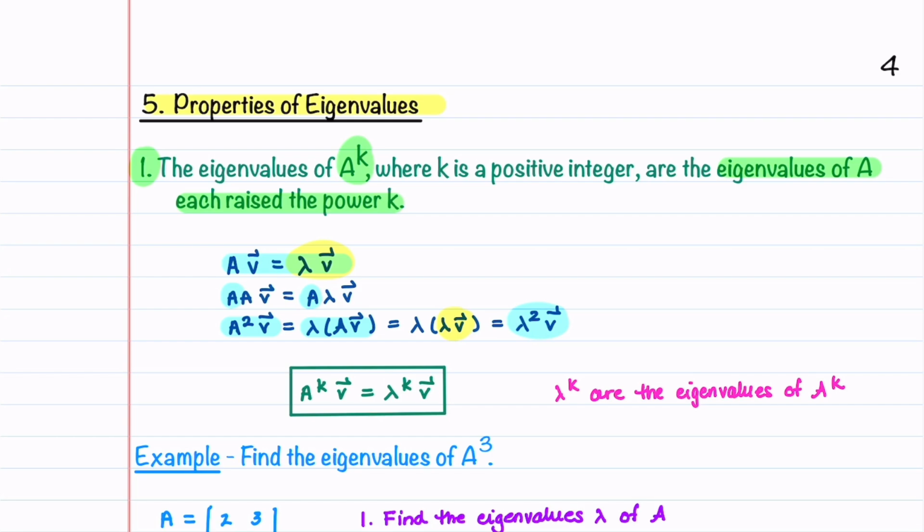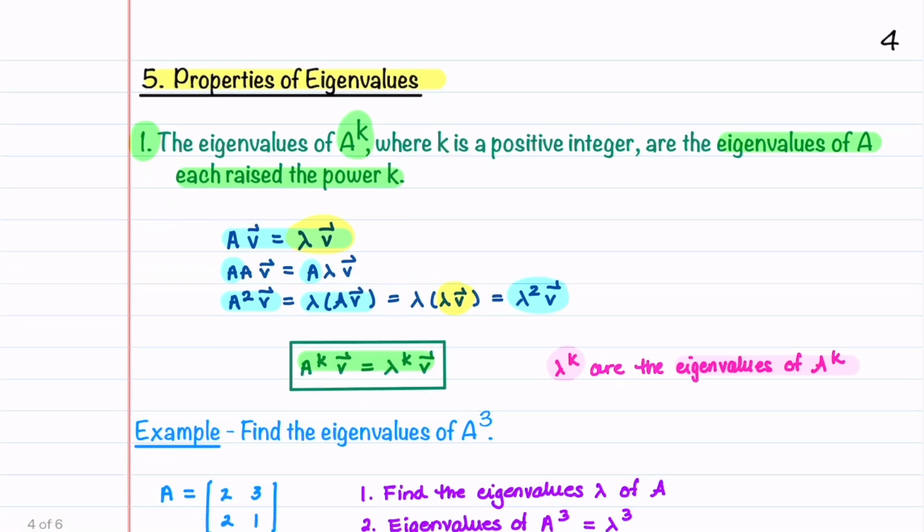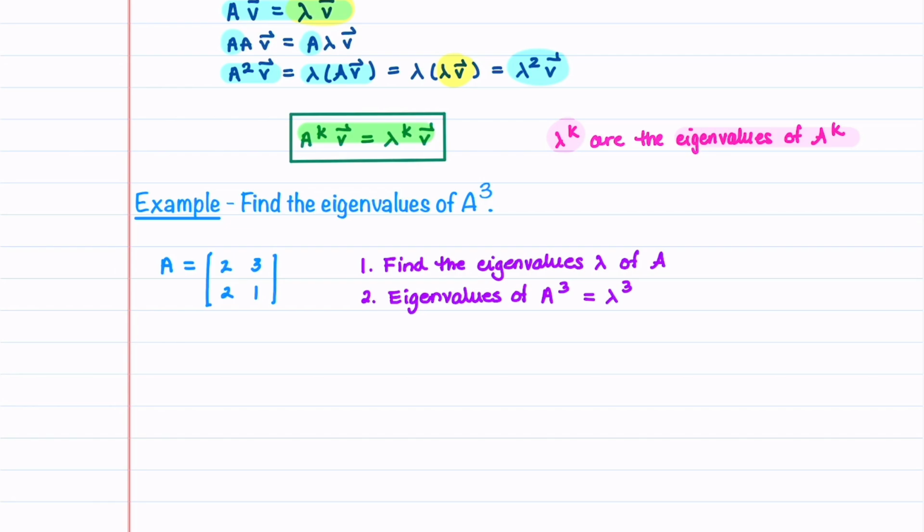This gives us the formula that A to the k times v is equal to lambda to the k times v. This formula tells us that lambda to the k are the eigenvalues of A to the k. Let's walk through an example and see how this works in practice. We're asked to find the eigenvalues of matrix A cubed. All we have to do is find the eigenvalues of A, and then we'll know that the eigenvalues of A cubed are just lambda cubed.